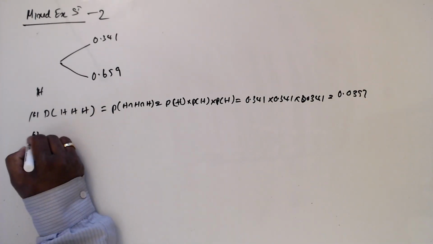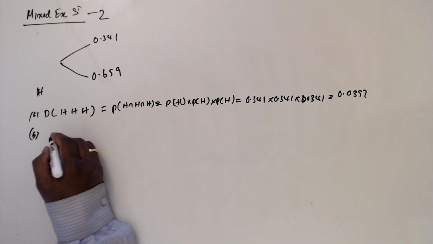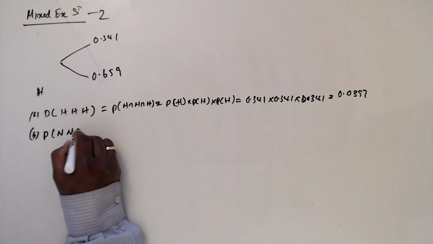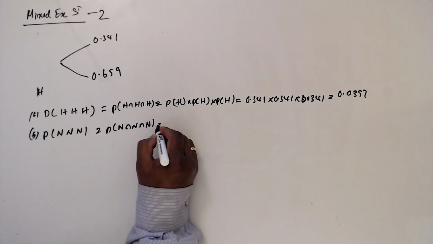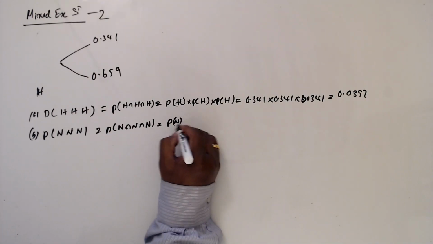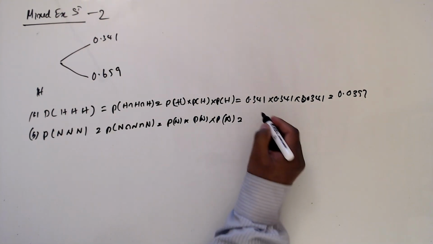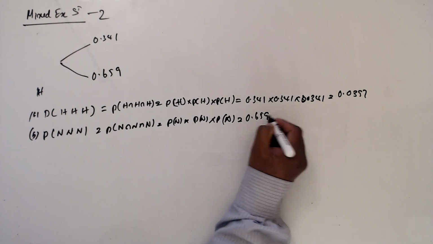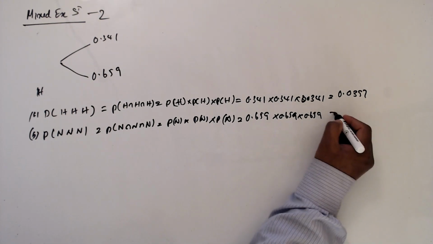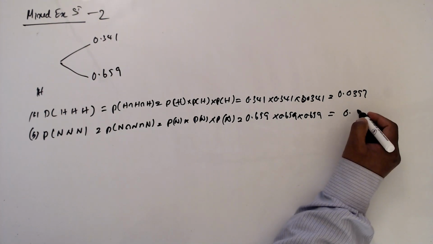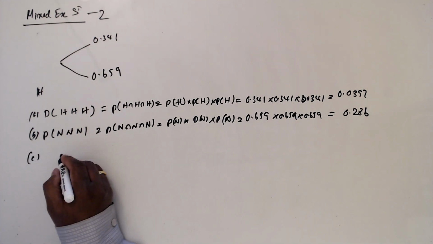And part B, she makes no hits. It means probability of, let's say, no, intersection no, intersection no. That is probability of no times probability of no times probability of no. It means 0.659 times 0.659 times 0.659. This is going to be 0.286.